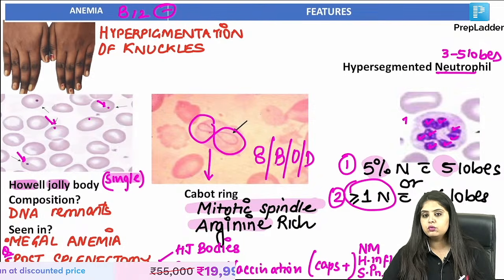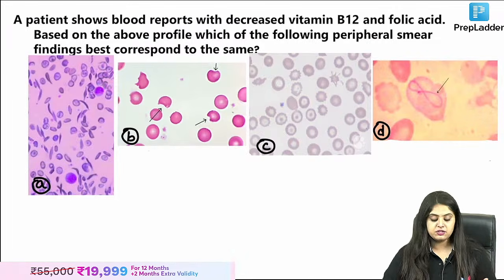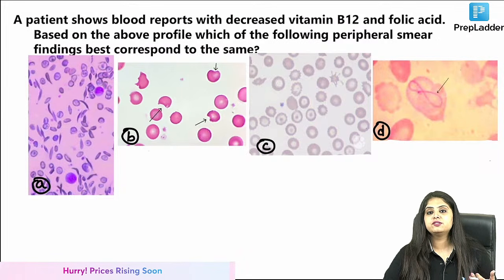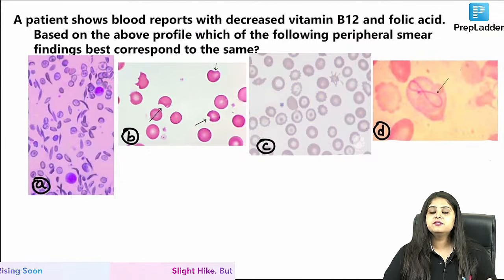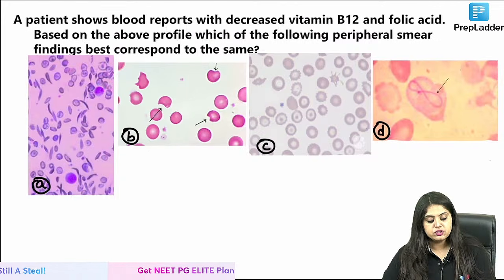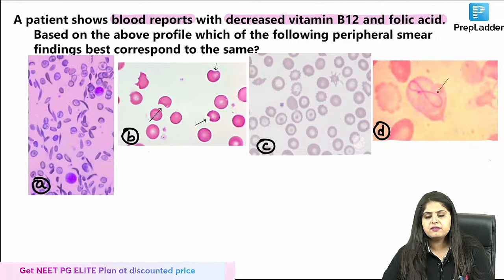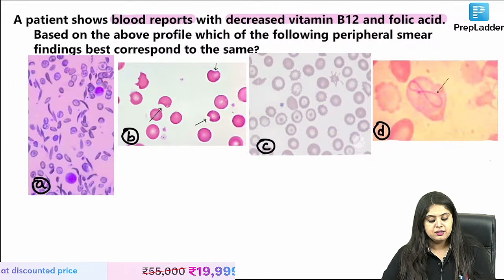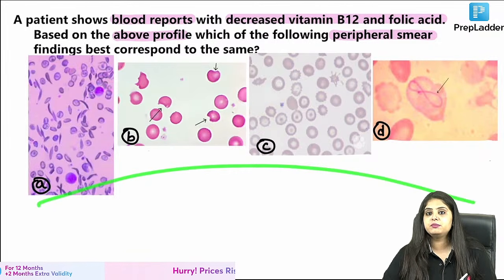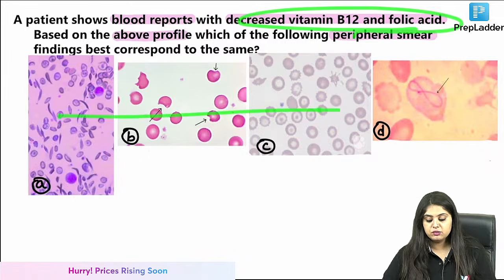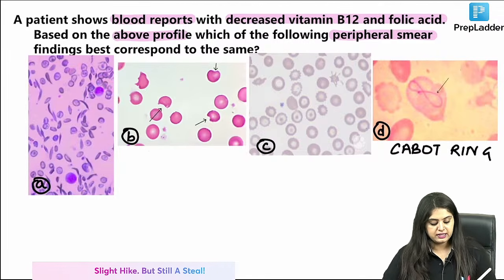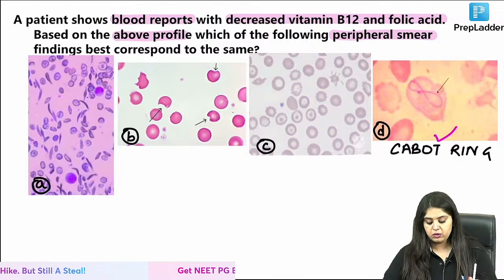Now, because you're doing so much of bodies, rings, etc., solve a question which is my favorite kind of question, because I think the examiner now does not give an image and options, but gives a question and images as the options. That is a new pattern that could come up. Patient shows blood reports with decreased B12 and folic acid, megaloblastic anemia. Based on the above profile, what is the peripheral smear going to show you? Don't give me answers of ABCD. Give me what is going to be seen in B12 deficiency. Of course, because D, we just now studied, is Cabot rings, and that is the answer, which means you will also tell me all the others.